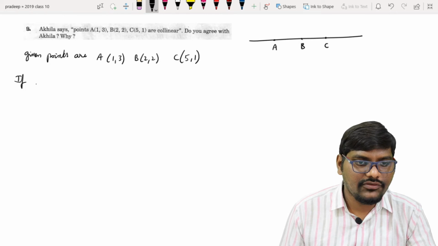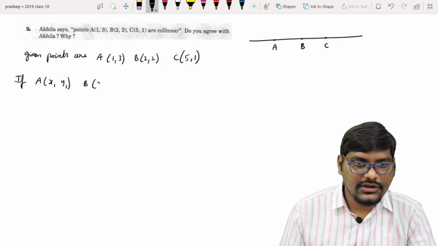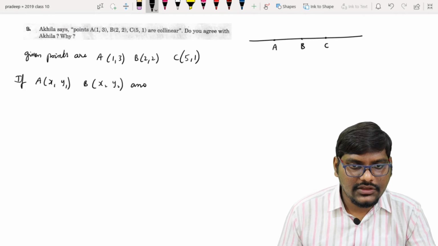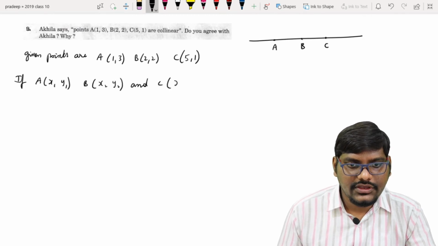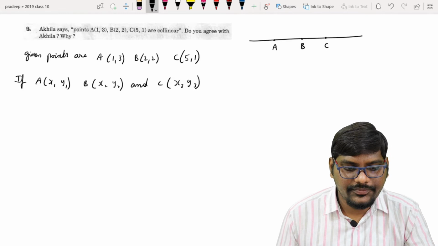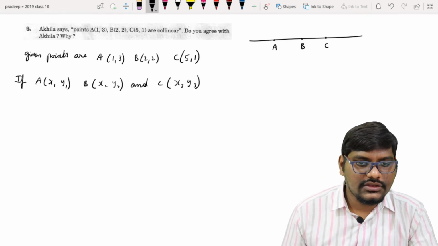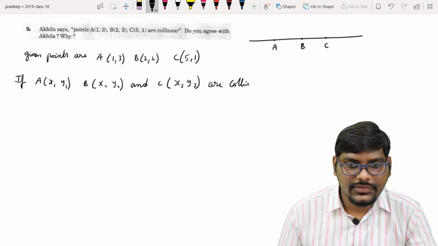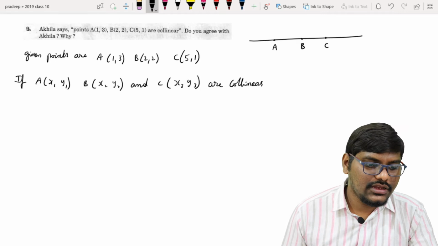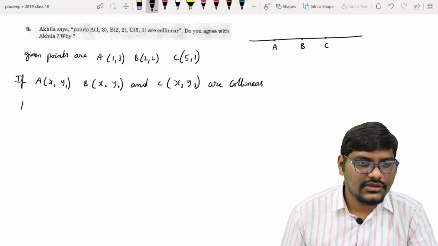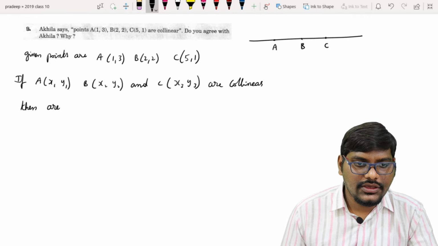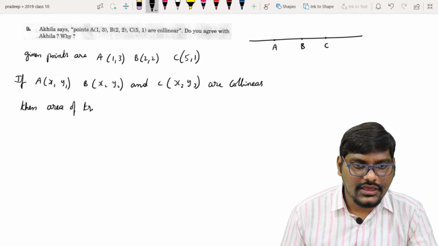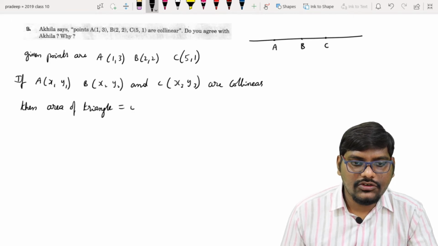So if I can write A as (x1, y1), B we will write it as (x2, y2), and the last one, C, we'll write it as (x3, y3). Now all three of these are collinear, right? That is what Akila has said. So then we'll represent this in the triangle, that is, area of triangle equal to 0.